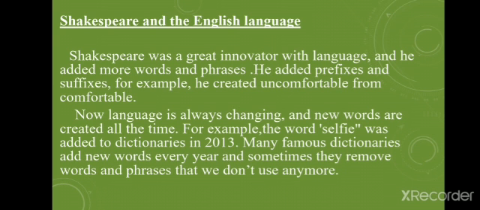The first part in our unit is Shakespeare and the English language. Now, all of us know who Shakespeare is. Shakespeare is the most famous playwright in English. He wrote a lot of plays and a lot of poems. Let's see what is written here about Shakespeare. Shakespeare was a great innovator with language, and he added more words and phrases. He added prefixes and suffixes. For example, he created uncomfortable from comfortable.